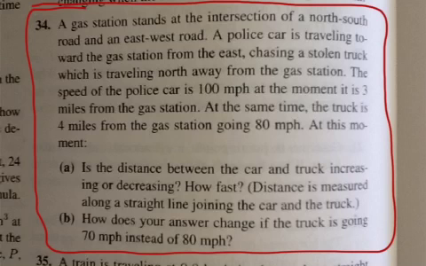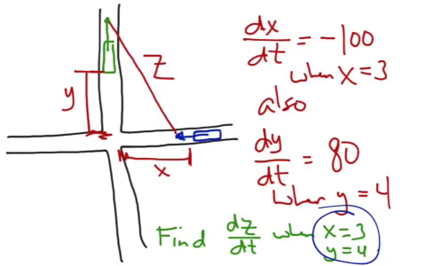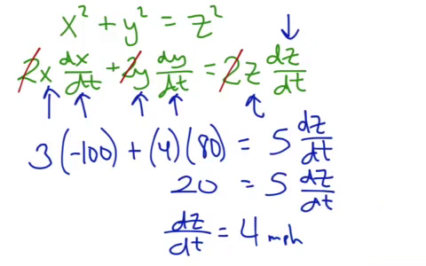The second part of the question dealt with how does your answer change if the truck is going 70 miles per hour instead of 80. And so if the truck is going 70 miles per hour, that changes this right here to be 70. And if that changes that to 70, that's going to change this to be a negative 20, because 4 times 70 is going to be 280, and we have the negative 300 over here. So negative 300 and positive 280 gives us a negative 20, which gives us a negative 4 as our rate of change of the distance between them.